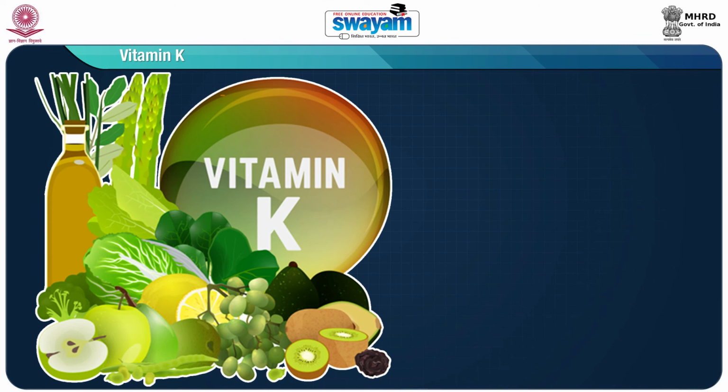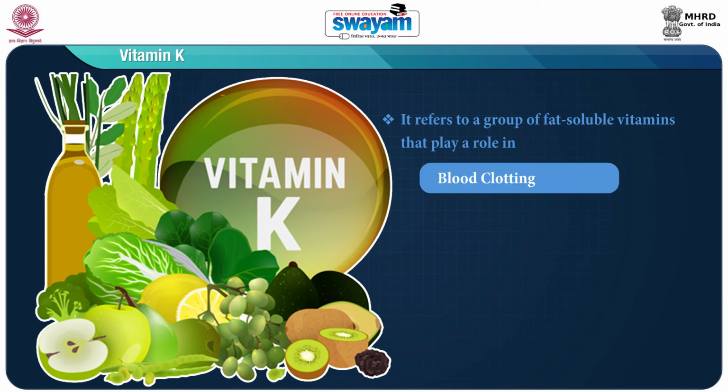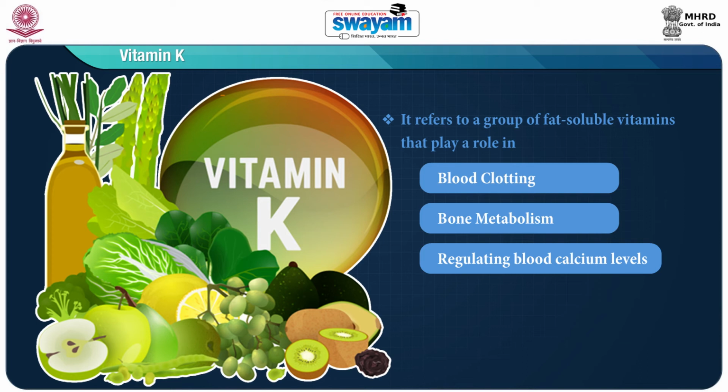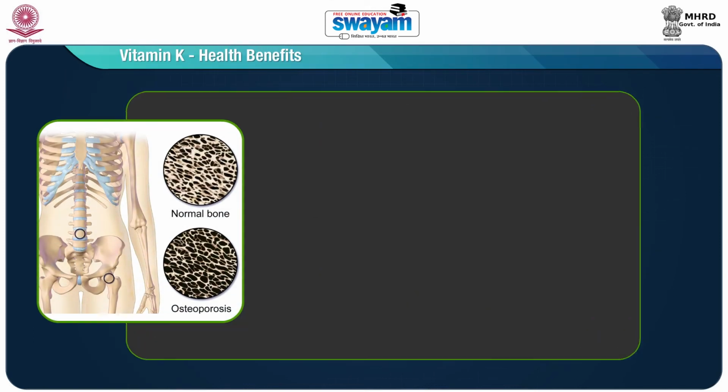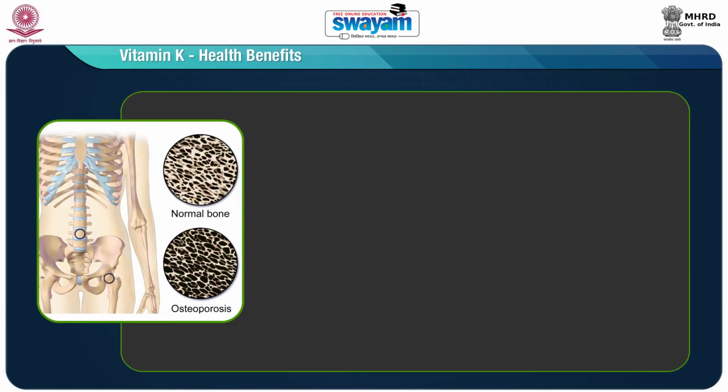Now, coming to the last fat soluble vitamin, that is vitamin K. Vitamin K refers to a group of fat soluble vitamins that play a role in blood clotting, bone metabolism and regulating blood calcium levels. The body needs vitamin K to produce prothrombin, a factor that is important in blood clotting and bone metabolism. Health benefits of vitamin K in relation to bone health.